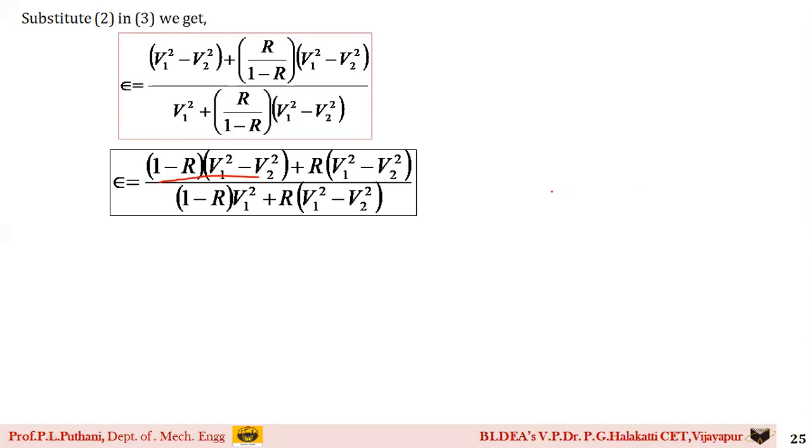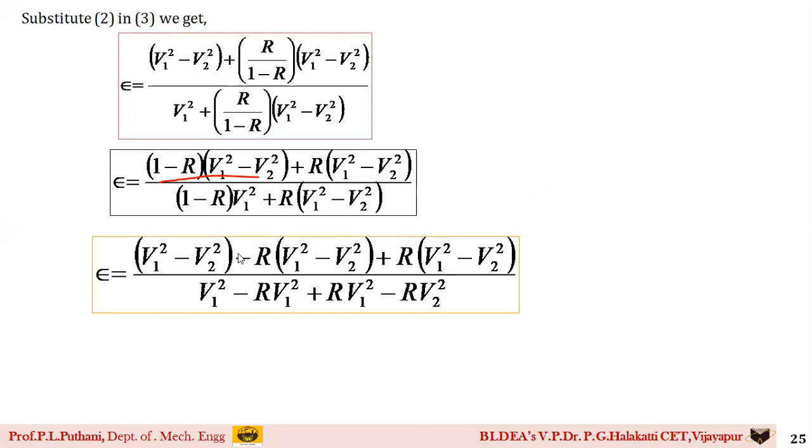So in our multiplication, what do we get? V1 square minus V1 square minus V2 square minus R V1 square plus R V2 square plus R V1 square minus R V2 square. Similarly in the bottom also, I go for the multiplication. So you can see here these are the things we are going to see. Now if you observe carefully, minus R V1 square and plus R V1 square get cancelled. Similarly at the bottom, minus R V1 square plus R V2 square, V1 square gets cancelled.